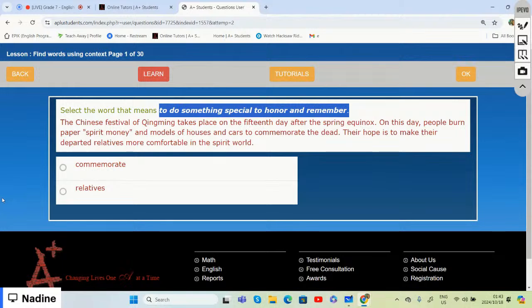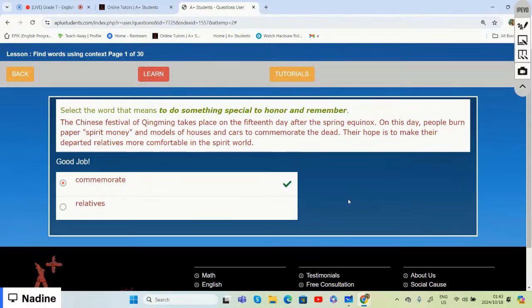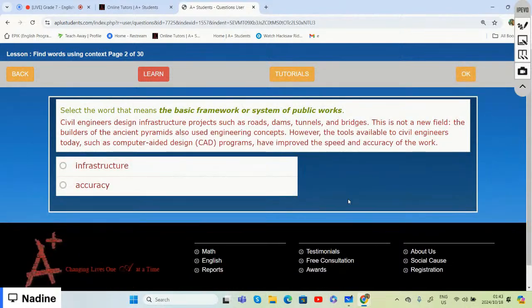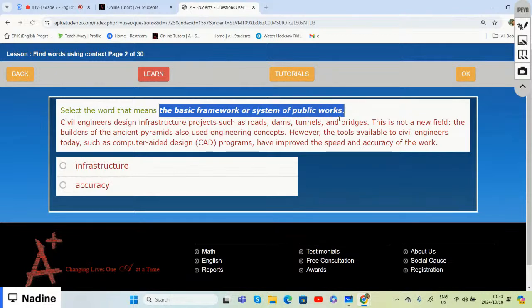And if we were to select the word that means to do something special to honor and remember, so if you want to do something special to honor and remember somebody, then we say it is to commemorate. It's like you commemorate the person, commemorate the day, commemorate something. Relatives is like your family and so on. So commemorate. Well done. We now need to select the word that means the basic framework or system of public works.